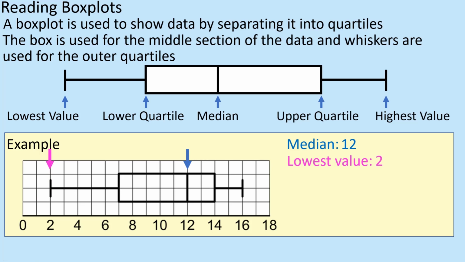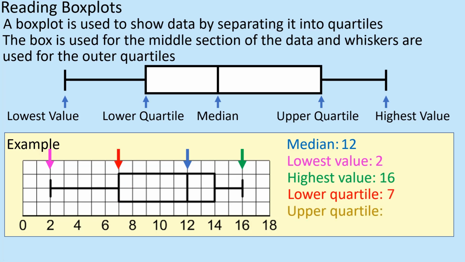And then I'm guessing it's going to ask me for the highest value. Yeah, it does, which is going to be over here. So that's going to be 16. And then it's going to ask me the lower quartile. You get the picture here, don't you? And that's going to give you this number. So in between 6 and 8, it's going to be 7. And then what do you reckon next? The upper quartile, of course it is, which is going to give you that number there, which is going to be 14.